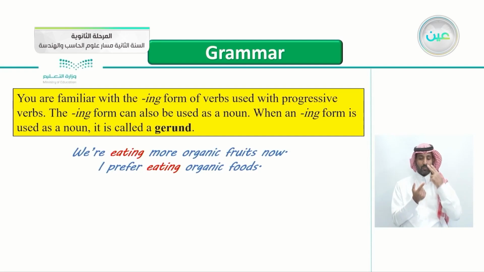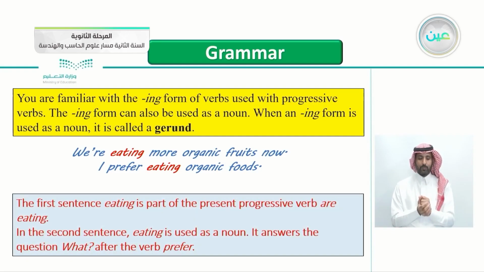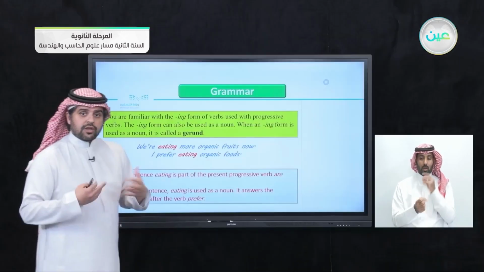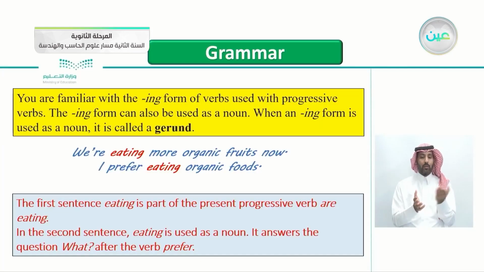For example, here, we're eating more organic fruits now. I prefer eating organic foods. In the first sentence, eating is part of the present progressive verb are eating. So the first one is a verb. We're eating more. This is explaining what you are doing now.